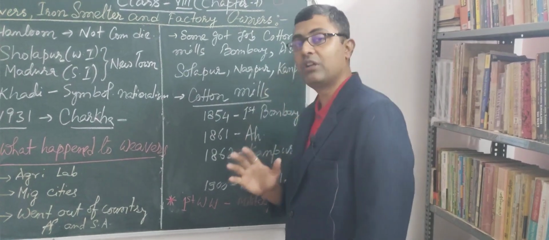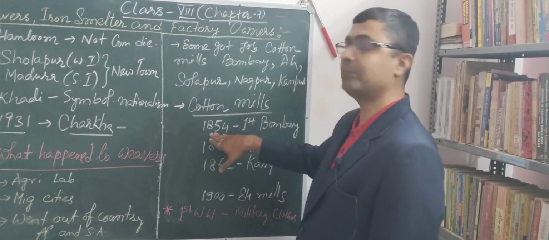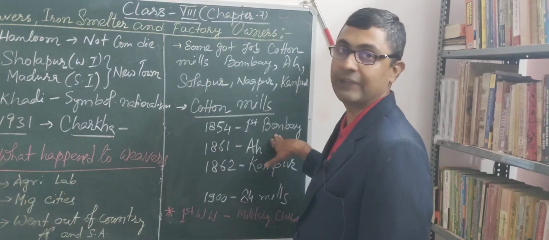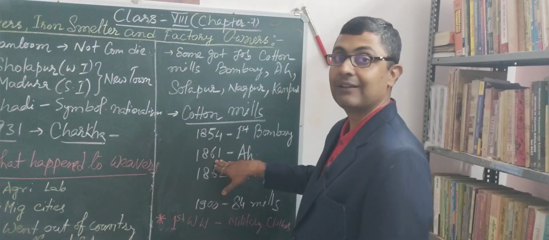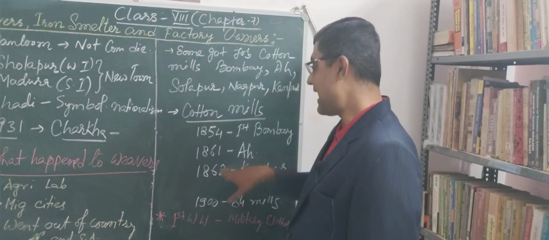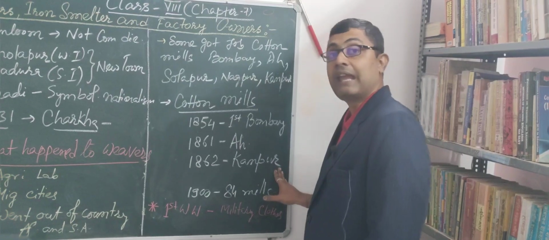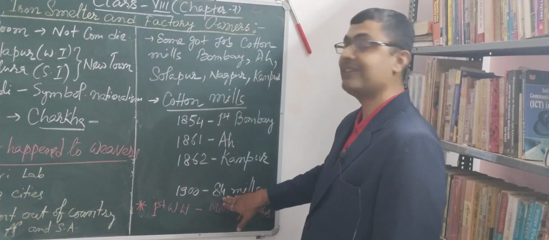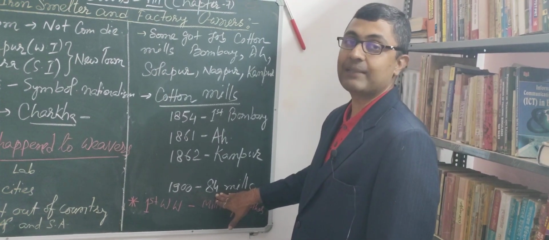Now if you look at the history of the cotton mills, the first cotton mill started in 1854 in Bombay. After that, 1861 in Ahmedabad and 1862 in Kanpur. By 1900 AD, a total of 84 cotton mills had started production in India.